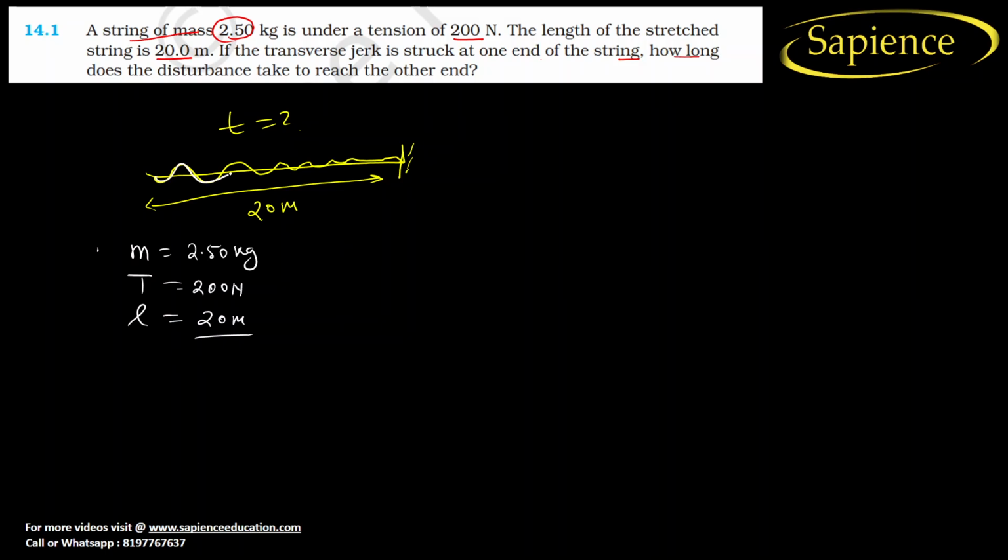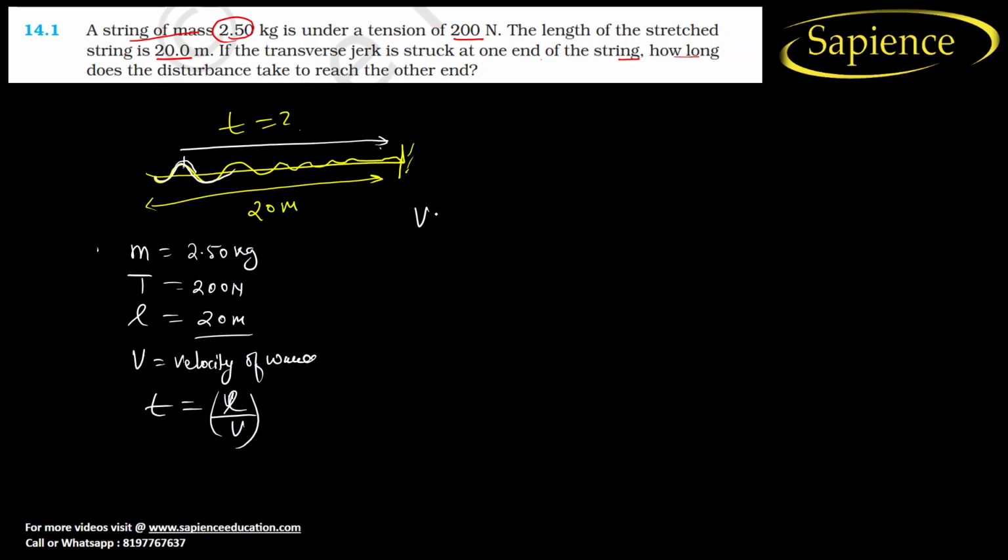So see here, this wave will move. So how much time is required to move this wave from this position to this position? So the distance is 20 meter. If we find the velocity of the wave, where v is the velocity of the wave, then definitely we will be able to find time, because time is equal to length by velocity.